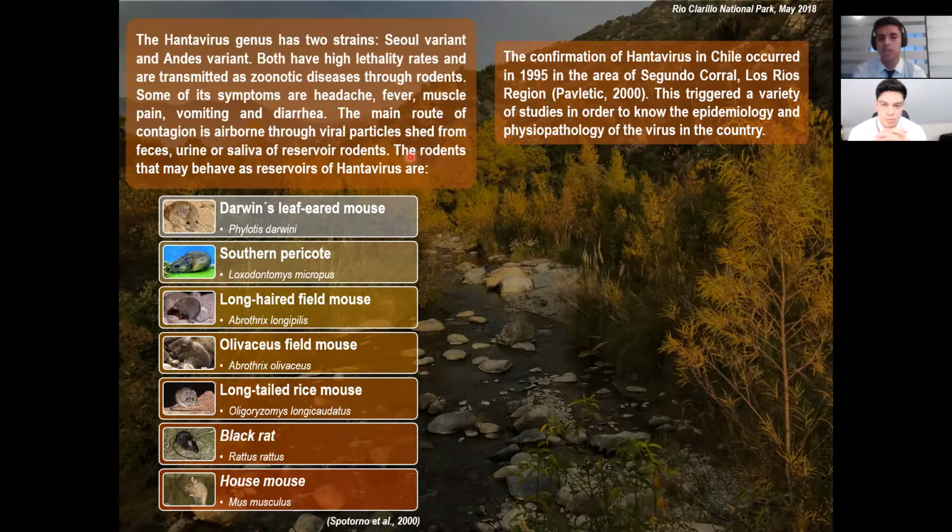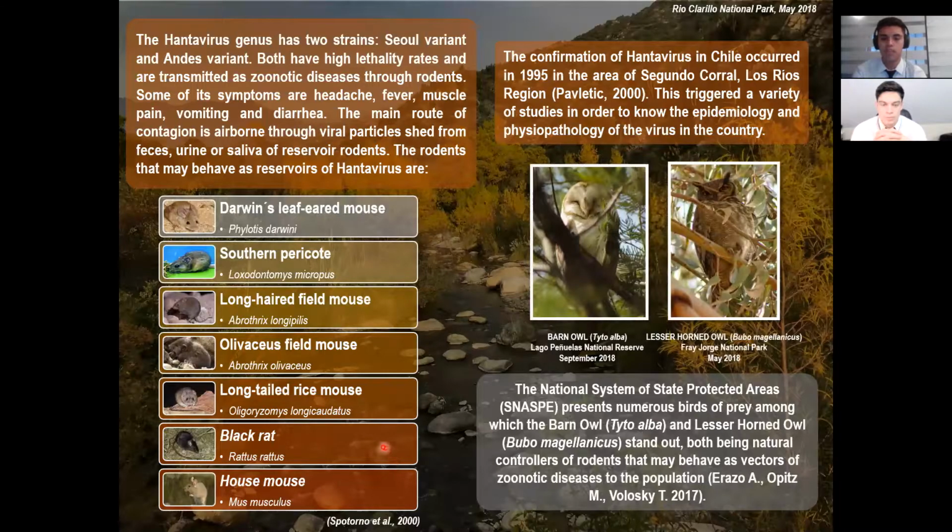In Chile, we have 7 species of rodent that are classified as hantavirus vectors. From the 7, I would like to highlight the last 3: the long-tailed mouse, the main vector, and the 2 latter, the black rat and the house mouse, both being alien species in the territory.